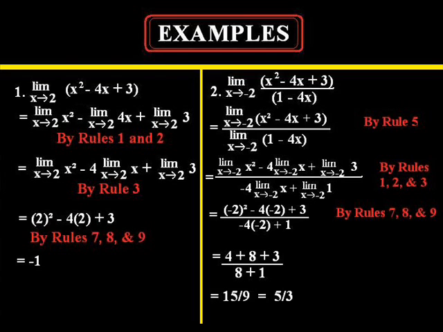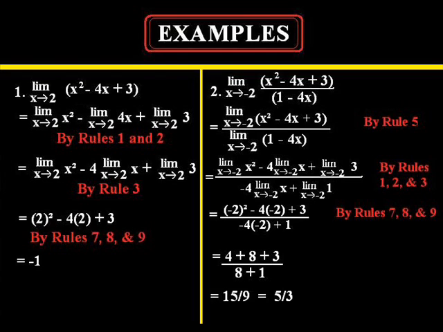Alright, example number 2. Determine the limit as x approaches -2 of x squared minus 4x plus 3, all divided by 1 minus 4x. Via rule number 5, we can split the limits of the quotient and denominator to the top and the bottom, as seen, and then by rules 1, 2, and 3, we can split it into the limit as x approaches -2 of x squared minus 4 times the limit as x approaches -2 of x plus the limit as x approaches -2 of 3, all divided by -4 times the limit as x approaches -2 of x plus the limit as x approaches -2 of 1.